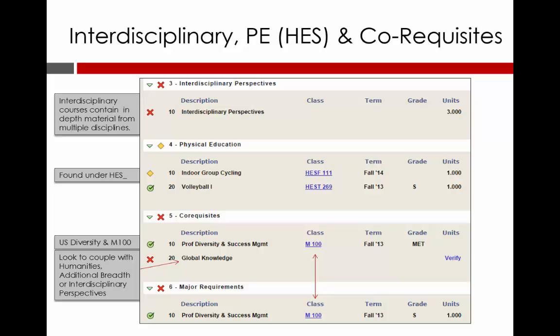If you plan to study abroad during your time in Poole, any course you take abroad will satisfy your global knowledge requirement. The global knowledge requirement is easiest to couple with your humanities, additional breadth, or interdisciplinary perspective requirements, which is often referred to as double counting. If you would like to take advantage of this double count, you will need to find a course that is listed on the global knowledge list as well as either humanities, additional breadth, or interdisciplinary perspectives requirements.